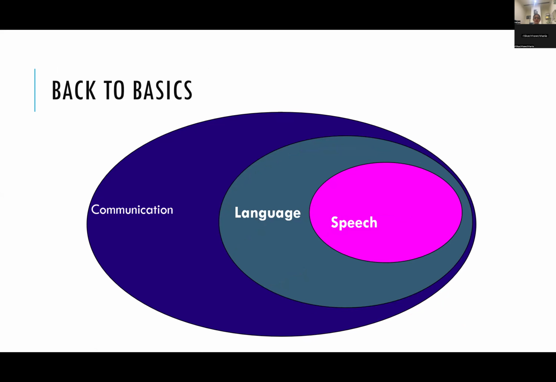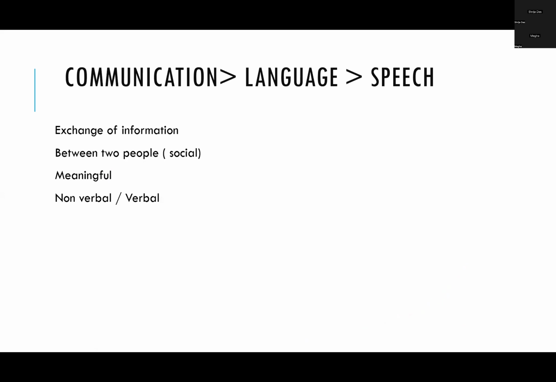When we talk about communication, it is simply a two-way process taking place between two people, an exchange of information, which is a social form of connecting with each other. It has to be meaningful. It can be non-verbal communication, where a person may just do a gesture or may speak and the other person understands. So there is a to and fro, and two people have to be involved. That's the main highlight when we talk about communication.